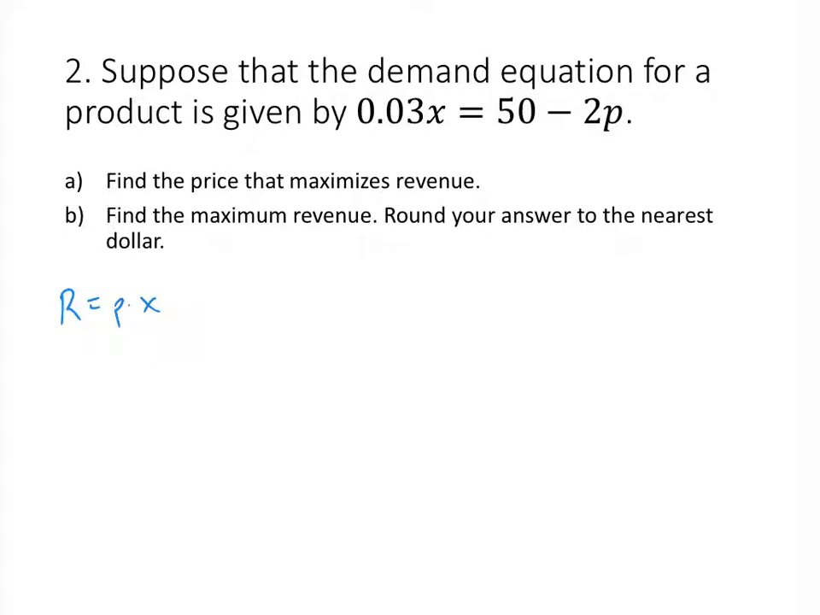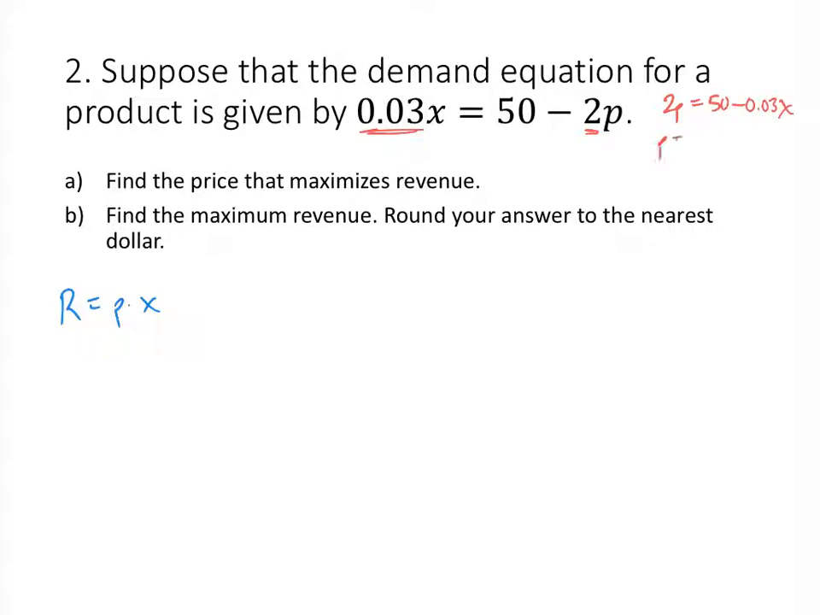So I'm going to decide whether I want to solve it for p or for x. Thinking strategically here, if I solve for x, I'm going to have to divide by 0.03. That doesn't sound like it's going to be very nice. But if I divide by 2 to solve for p, that's not going to be so bad. So I'm going to do that. I solve for p. I'm going to add 2p to both sides and subtract 0.03x from both sides.